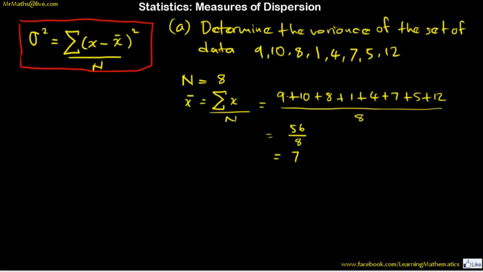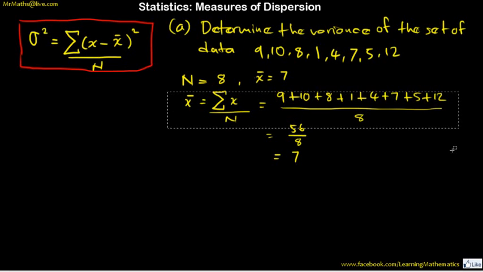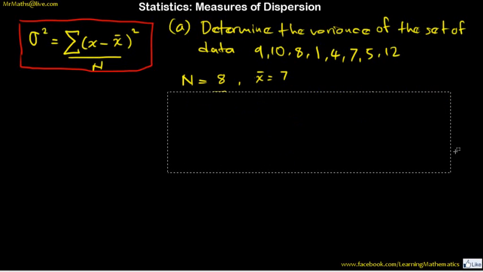So you see, there are some numbers here. Okay, 9, 10, 8, 1, 4, 7, 5, 12. So the mean is 7. Okay, then I'm going to create some more space here. So I shall save the data here: that X bar is equal to 7. I will delete the rest. Delete the whole thing here so that I can create some space.